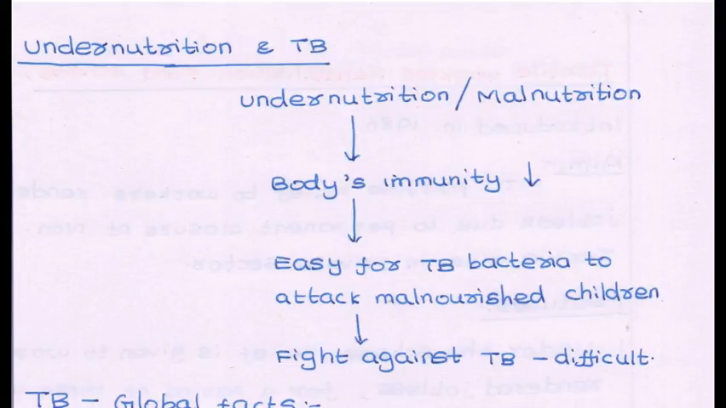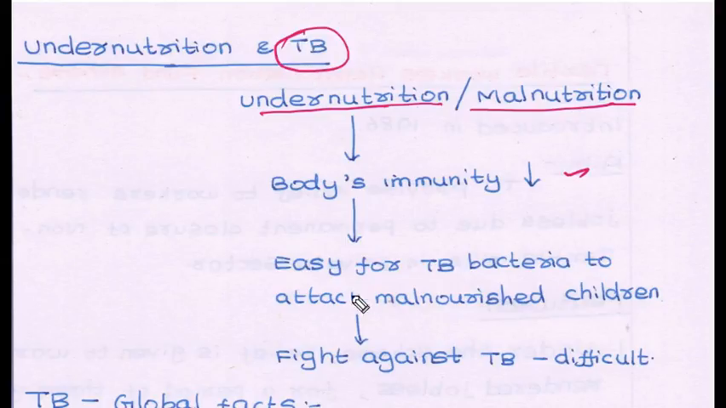There is another link between malnutrition or undernutrition and tuberculosis. There was a good article published in the Hindustan Times about linking undernutrition and tuberculosis. In undernutrition or malnutrition, children won't get nourishment properly and their body immunity level will be weaker. When the immunity level is weaker, any organism can invade the body easily and cause disease. So Mycobacterium tuberculosis bacteria can attack malnourished children easily, and the body cannot fight against tuberculosis easily.